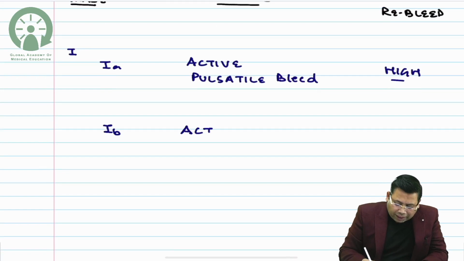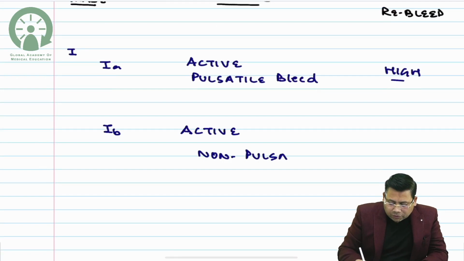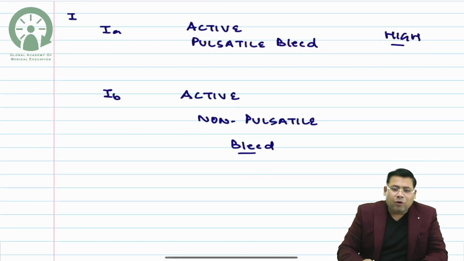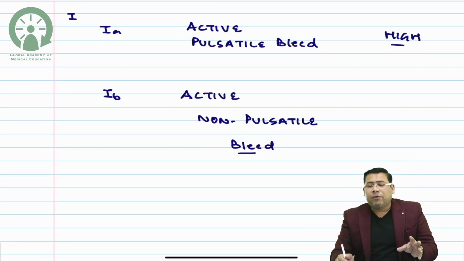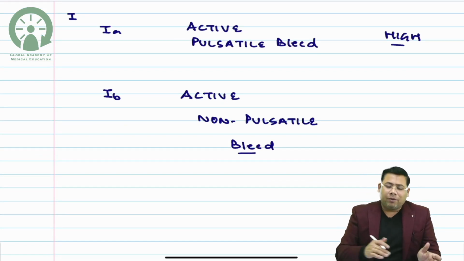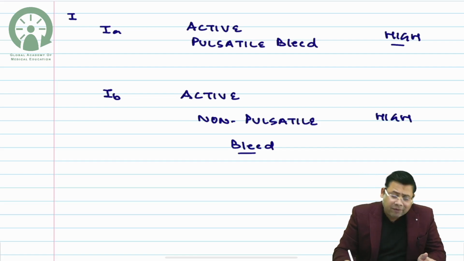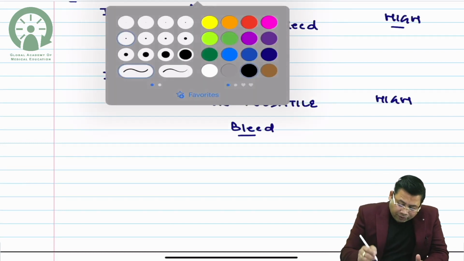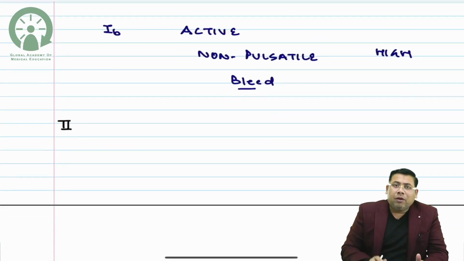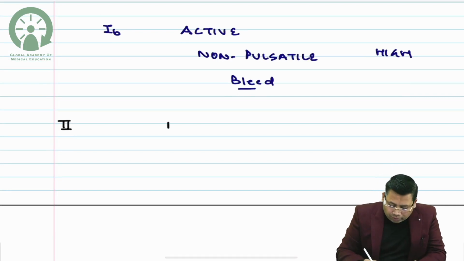Now what is 1B? It is also an active bleed, active non-pulsatile bleed. So we have active pulsatile, and active non-pulsatile bleed. What does active non-pulsatile mean? It means oozing, and this is typically a venous bleed. What will be the risk of rebleed? Again students, if it's a vascular bleed which has already occurred, the risk of rebleed has to be high. Then we have grade 2. Grade 2 is a non-bleeding state. So this is 2A, non-bleeding visible vessel.